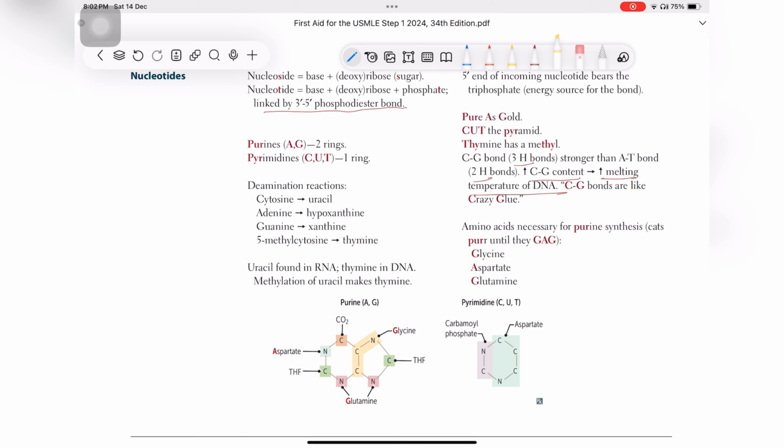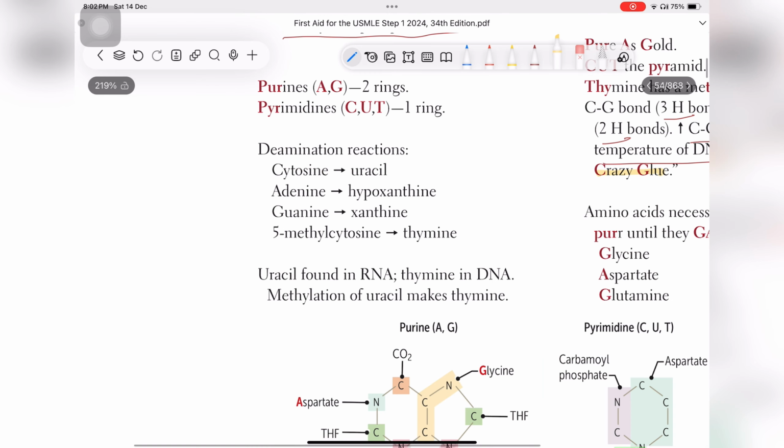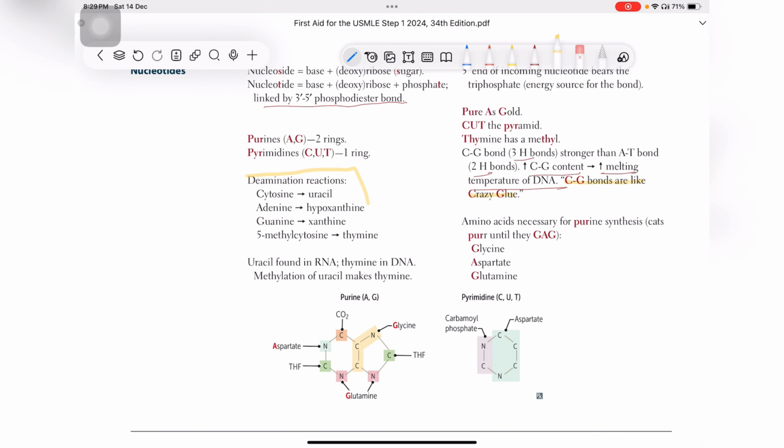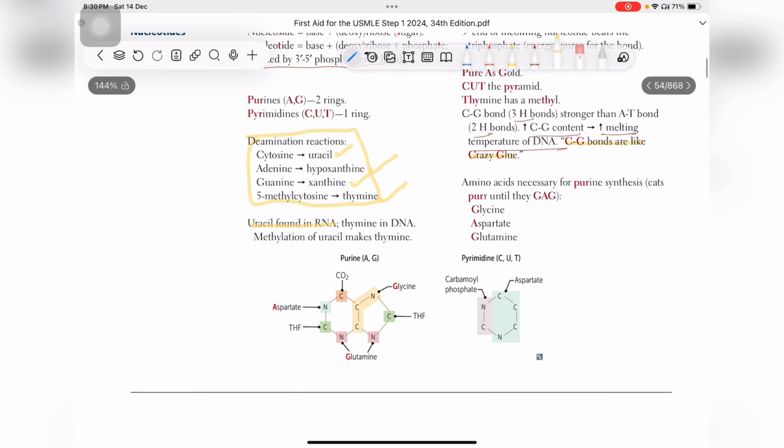See, here is the mnemonic. Excellent. Mnemonics come in First Aid. Crazy: CG bonds are like crazy glue. Then deamination reactions. These are important. If cytosine is deaminated, you get uracil. If adenine is deaminated, you get hypoxanthine. If guanine is deaminated, you get xanthine. 5-methyl cytosine deaminated gives thymine. Uracil is found in RNA, we know it. Thymine is found in DNA. Methylation of uracil makes thymine. This is important.